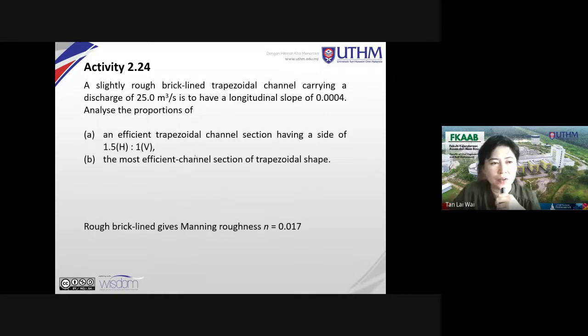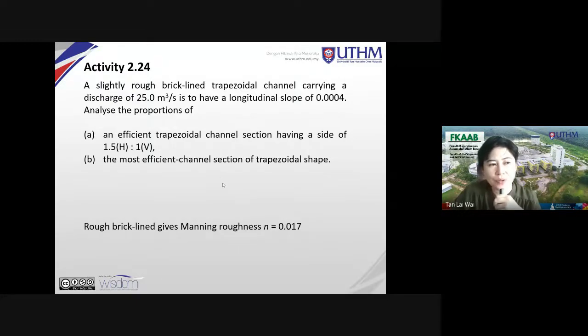Now look at this activity 2.24. You actually have two questions here. One is when the side slope is constant. That means you have to use Z equals 1.5. The other one is when the side slope is allowed to vary. That means, of course, you are going to use the most efficient side slope, which is 1 over square root 3. So both use different formulas of A and P and also B. So you have to be careful.